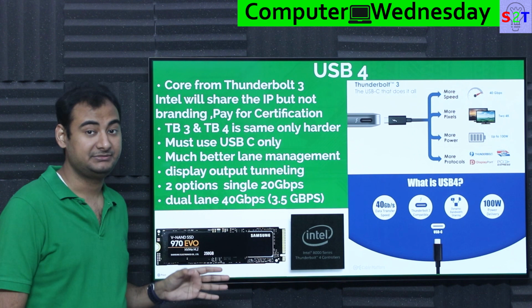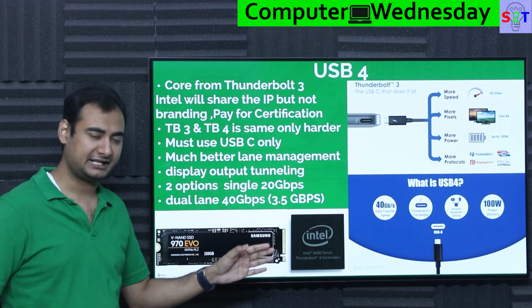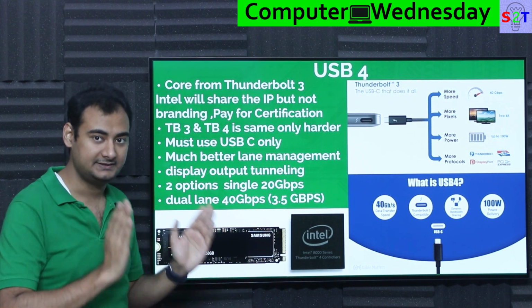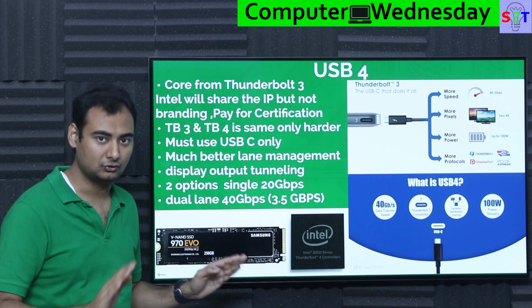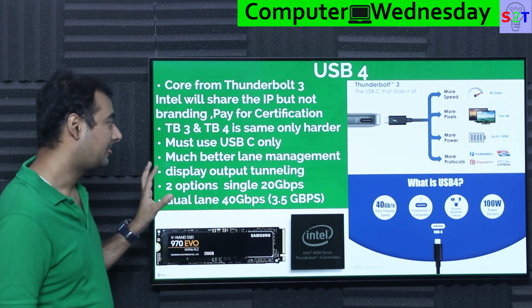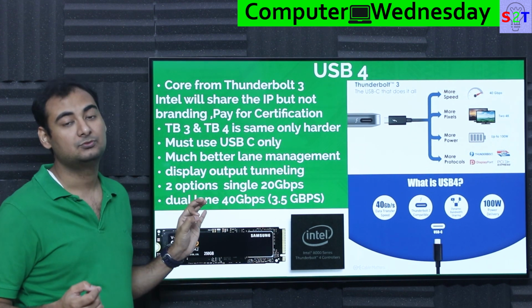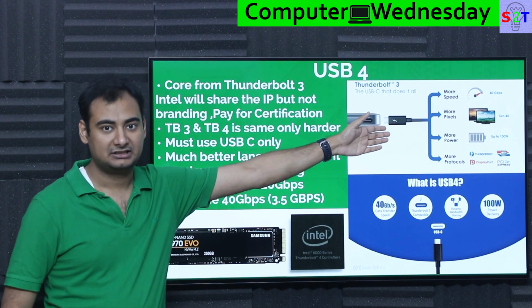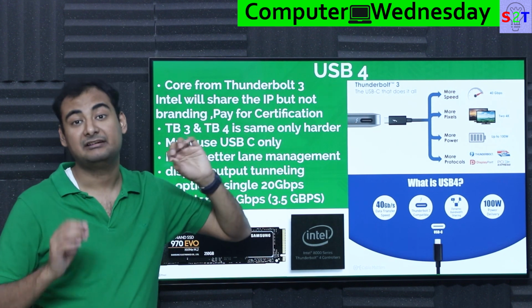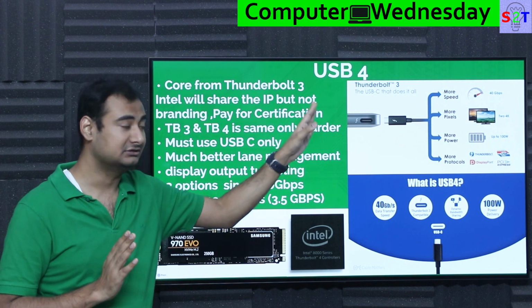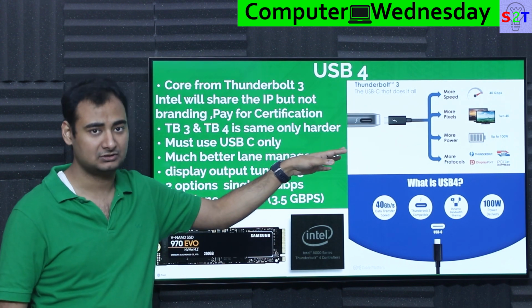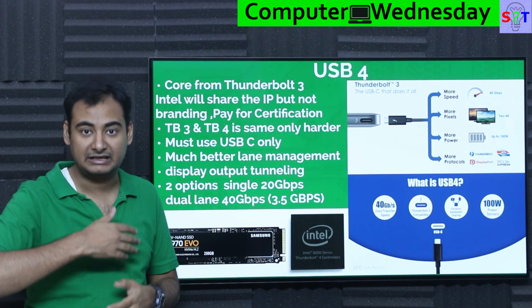And USB-C only is to be used, meaning no longer type A, type B. USB-C, done, take it, go home, don't think about it. And for the display output, basically all the data that is being displayed must have its own tunneling. Now be mindful, all these things have been sorted out by the Thunderbolt Association. They are just carrying it forward.